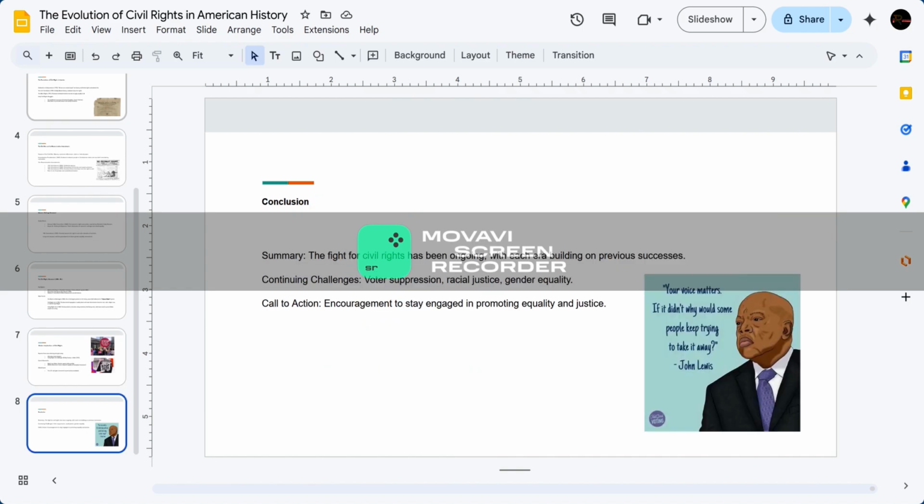Going to our conclusion. Quick summary. Civil rights movements have shaped American society, but the work is not completely done yet, in my opinion. It's important to stay informed and engaged in promoting equality and justice and making sure that all these things are still being upheld. This is my summary. It's been going on for a long time, and there are still challenges continuing even after all these movements, like voter suppression, racial justice, and gender equality, like I stated in this slide.